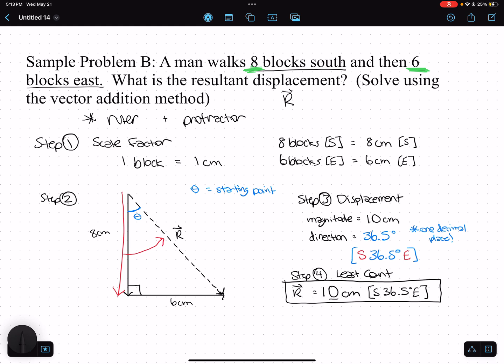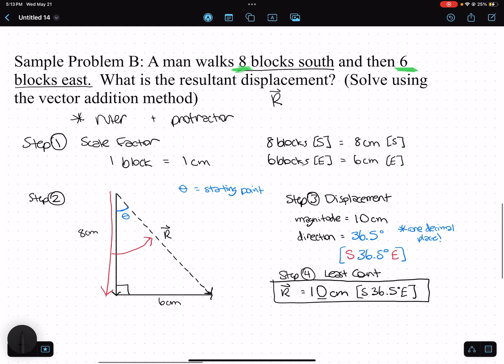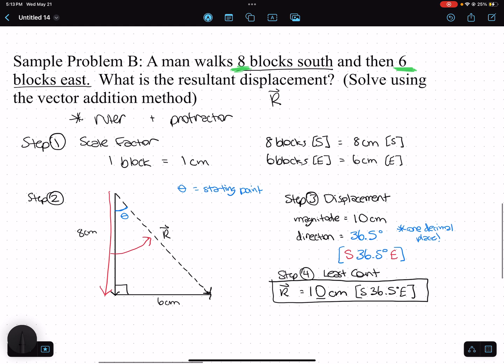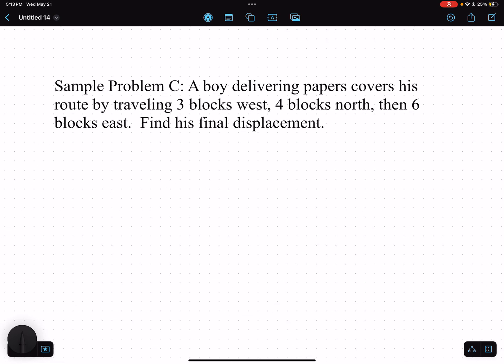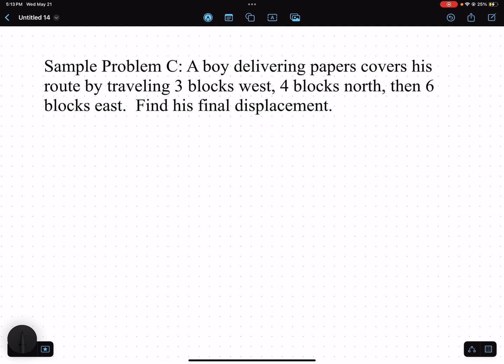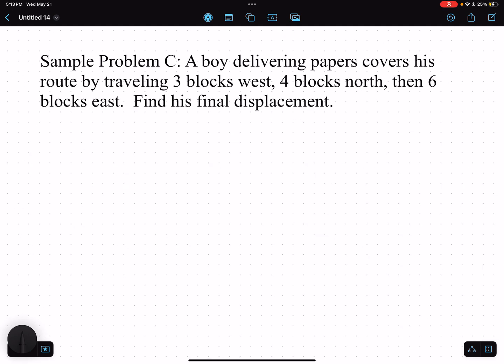Okay, so we're gonna do sample problem C together now. Hopefully you had enough time to write this all out. We're gonna do sample problem C. This is a little bit tougher, and you'll see why soon, but we're gonna do the same method.